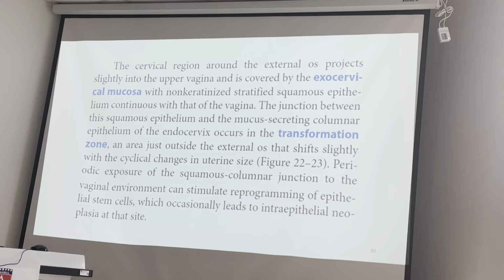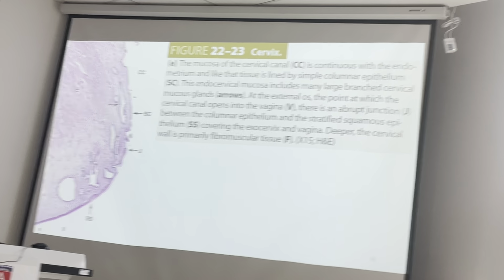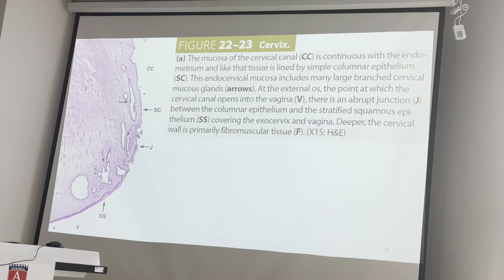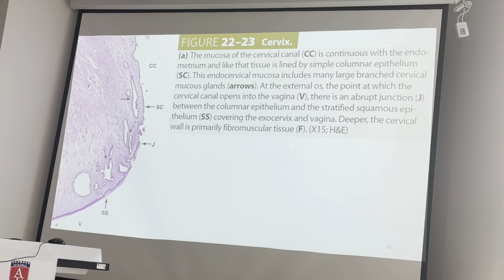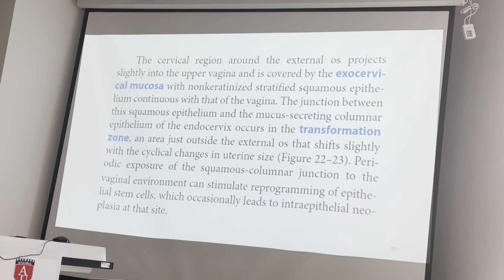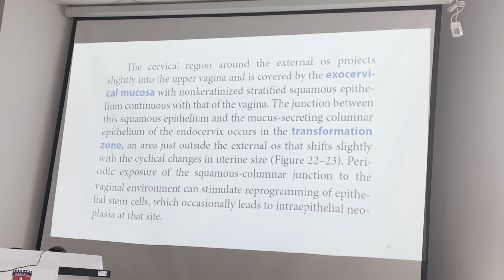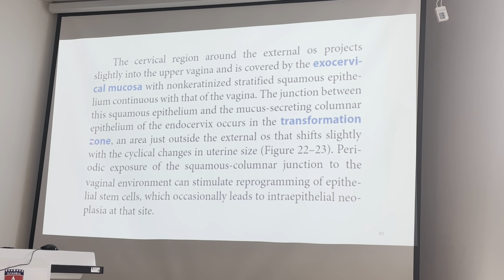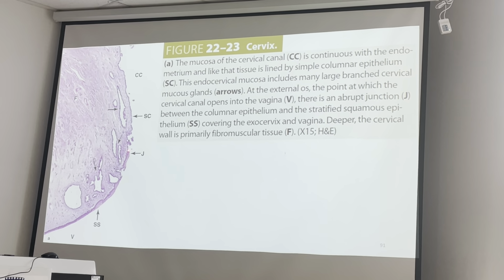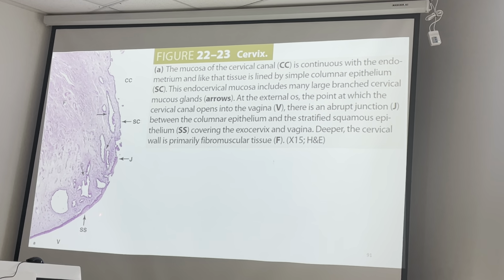You can see these epithelium changes in the junctional part. Look at here. Here we have the stratified squamous epithelium, but here we have simple columnar epithelium. This part is our junctional zone or transformation zone. It's very important. Some of the cancers can originate from this transformation zone. Here you can see the transformation zone and our simple columnar epithelium changes into the stratified squamous epithelium.